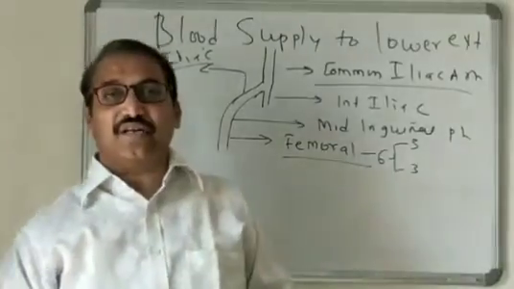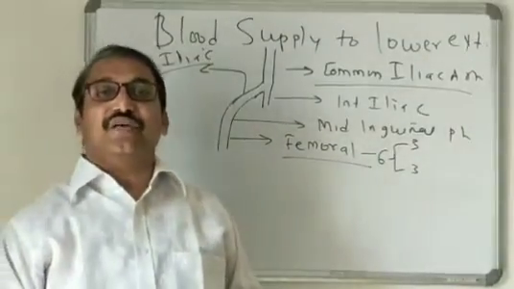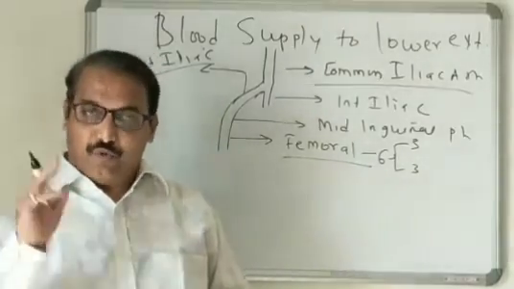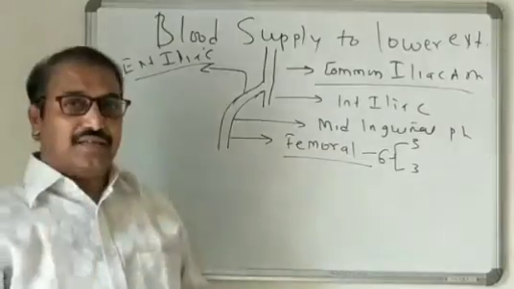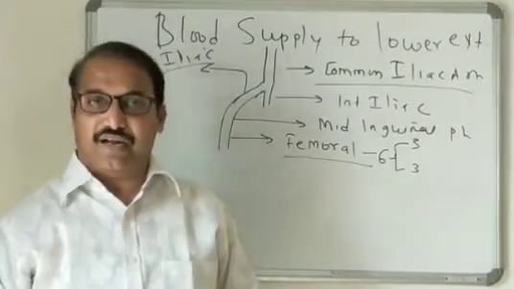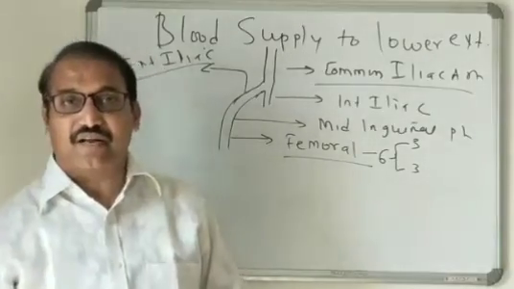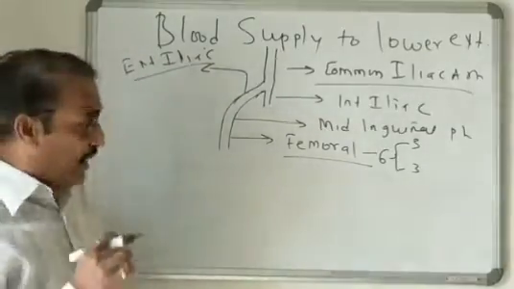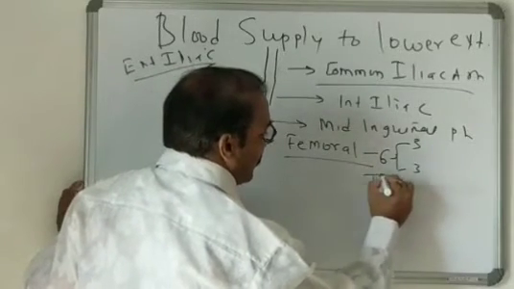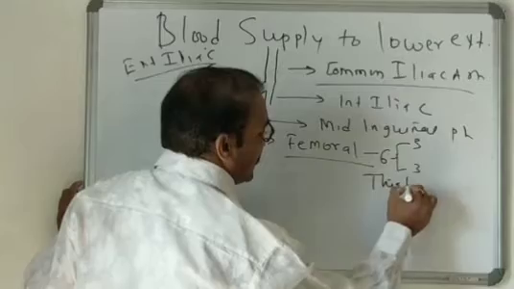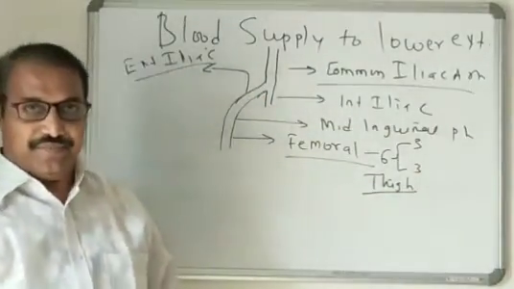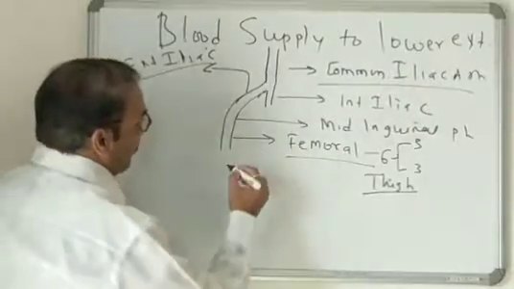The superficial ones are the superficial circumflex iliac artery, superficial epigastric artery and superficial external pudendal artery. The 3 deep branches: the first one is the deep external pudendal artery, then the profunda femoris artery and muscular arteries. Remember, all these arteries supply blood to the thigh region, the anterior, posterior, lateral as well as medial compartment. So this is regarding the femoral artery.